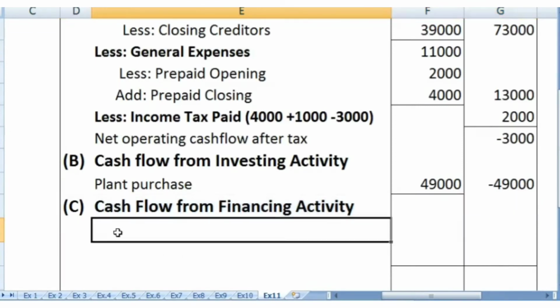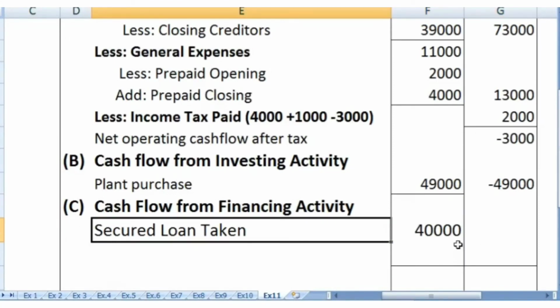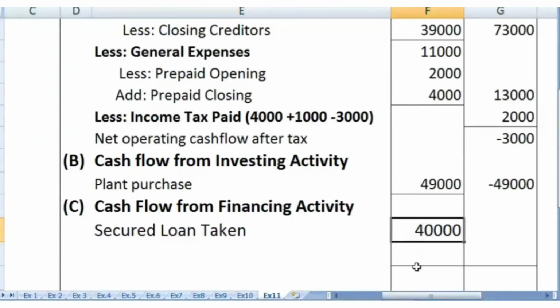What does it mean? It was not there at the start, now it is there. It means a loan of 40,000 has been borrowed. Loan taken, that's why 40,000 is an inflow. This is plant purchase, that's why outflow. This is loan taken, so you have borrowed the fund, which means cash is received. So 40,000 is your inflow, right?